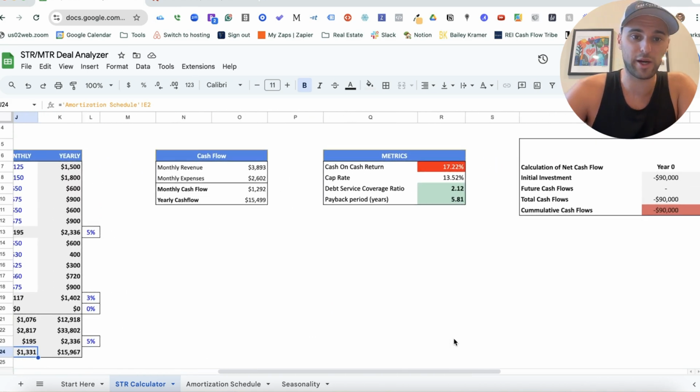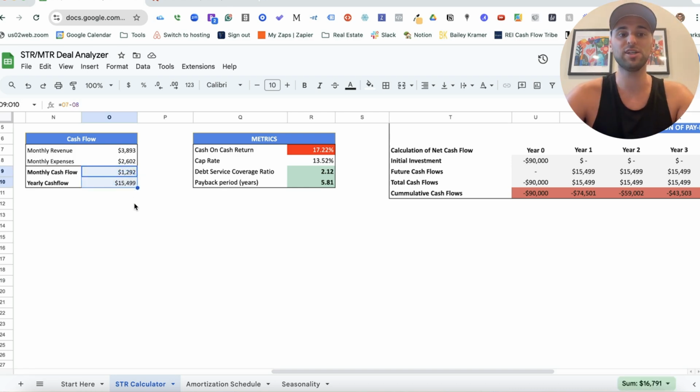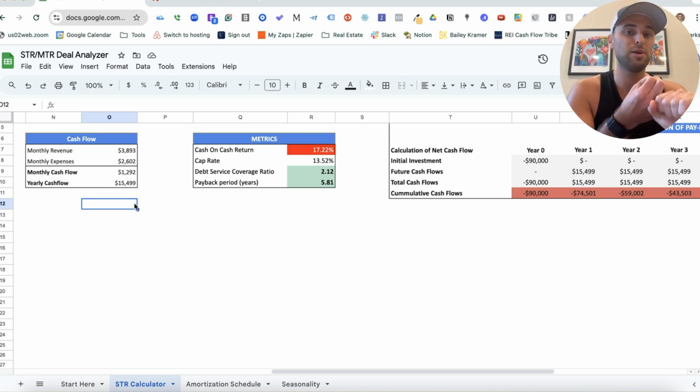And then here's where it gets really good. It's going to show you a couple really key things that's going to help you decide, is this a good property or not? So first things first, cash flow. It's going to show you the monthly revenue and monthly expenses, and then also show you the monthly cash flow versus the yearly cash flow. These are the numbers that I'm really looking at heavily because I want to know, is this property going to make money and is it going to make enough to be worth my time?